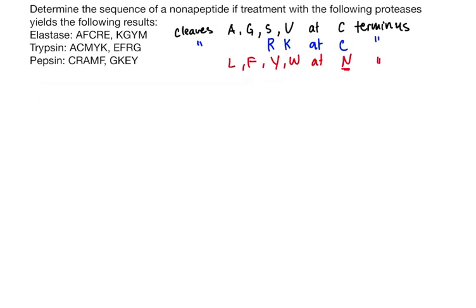So now we're going to take a look at this problem. Notice that for elastase we have an alanine here, and we also have a glycine over here. For trypsin, we have R and K again, so arginine and lysine. For pepsin, we have phenylalanine and tyrosine. Okay, there's a problem here, because if you were just looking at this casually, you'd see, okay, there are two cleavage points.